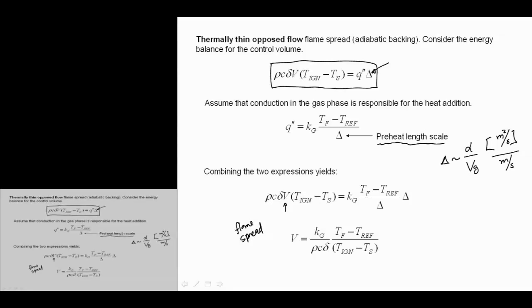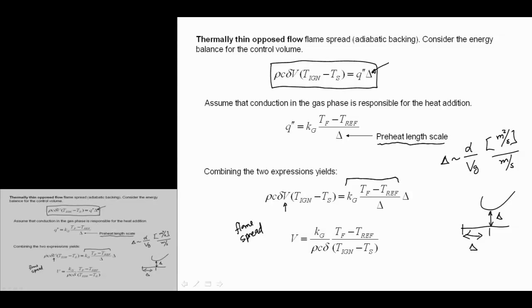This is the gas velocity, and what I'm saying here is that, again, this is a convection. This is an approximation for this heat transfer rate, and again, it's over the same preheat. This is the model I was showing you earlier. So this is delta, and that delta is assumed to be the same as this delta.